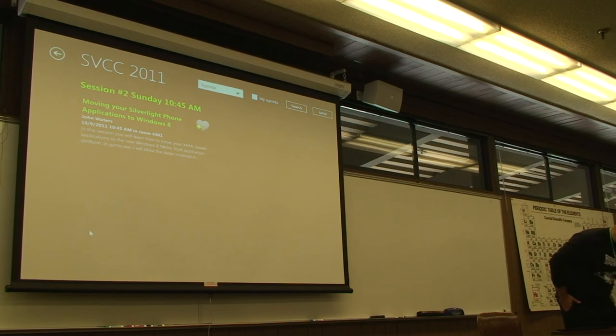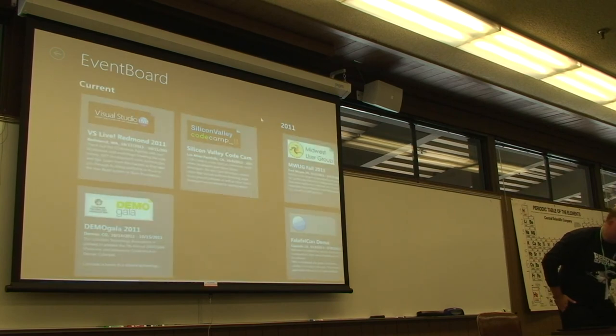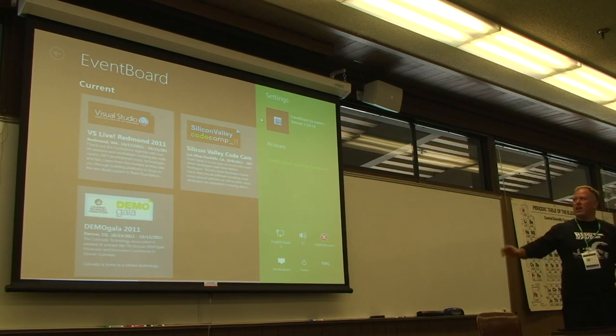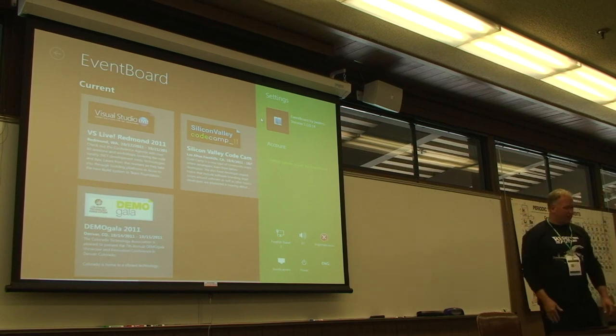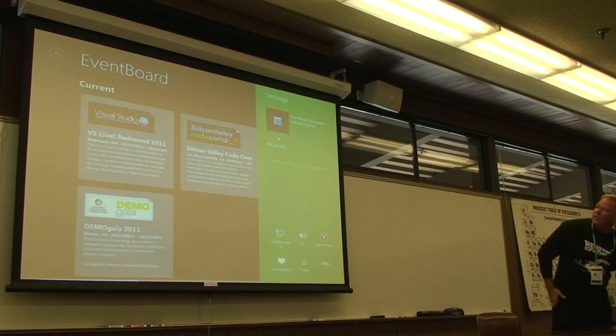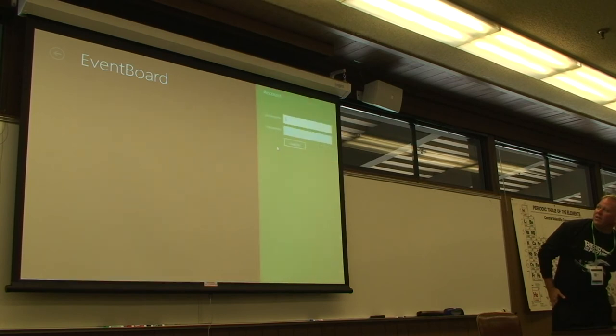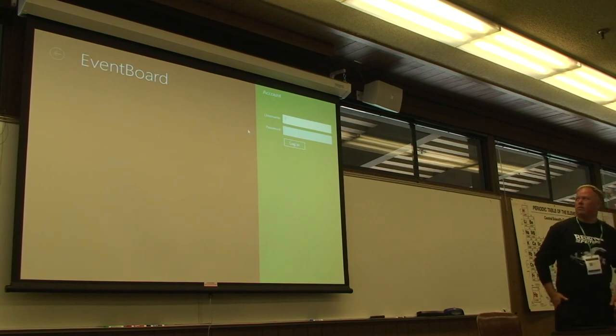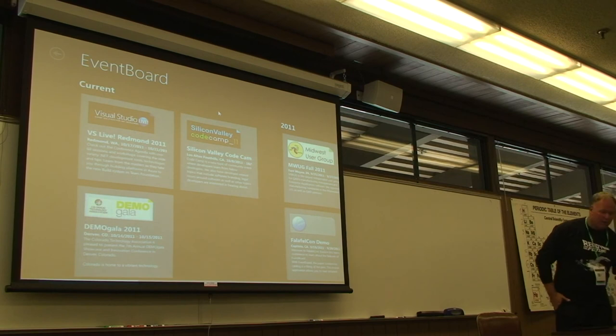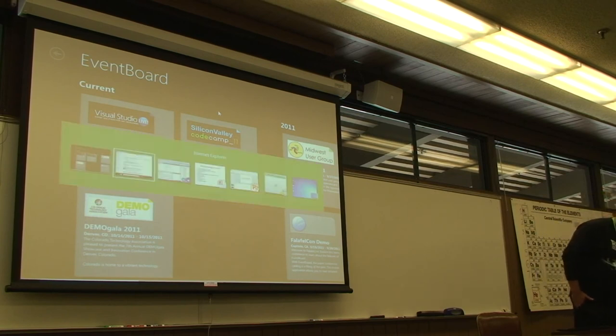Another shell interface you can get to is settings. The recommendation now is that each app show a settings pane off to the side where you've got your settings. And here I've got an account setting. I can go into here, put my EventBoard username and password, log in, and get my personalized schedule. So let's see how some of that stuff works.